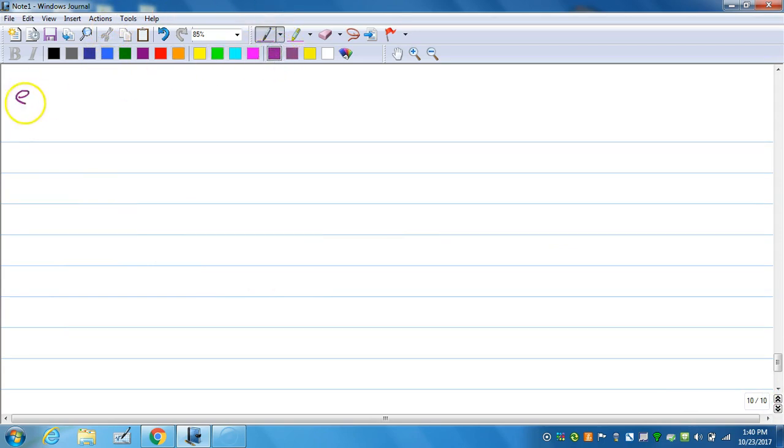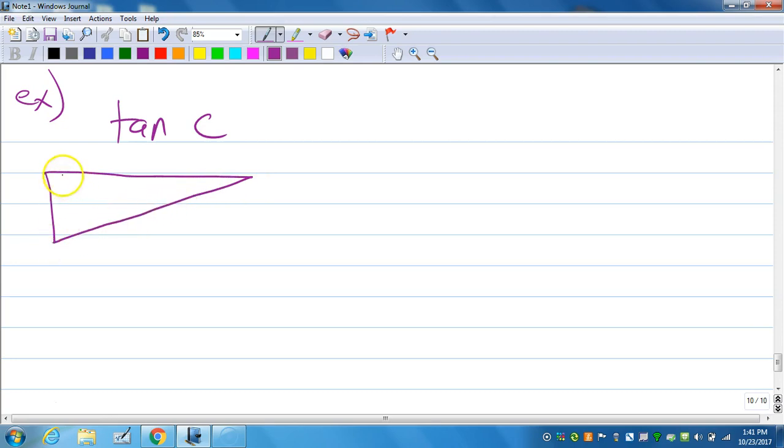Let's do another one. Tangent of C. There's my 90. And as soon as you have the 90, across the 90 is always going to be the hypotenuse. So this is always HYP. That's a hypotenuse no matter what. We'll say that this is A, this is B, and this is C. So I want angle C, so this side right here.